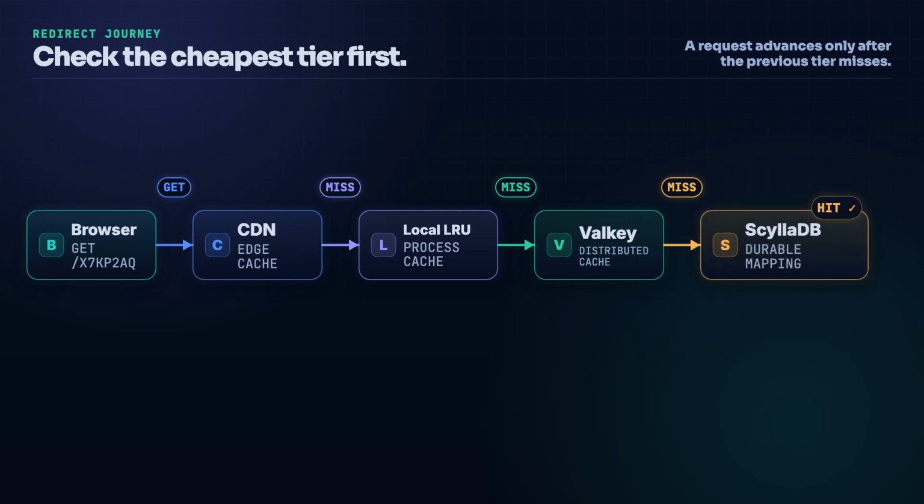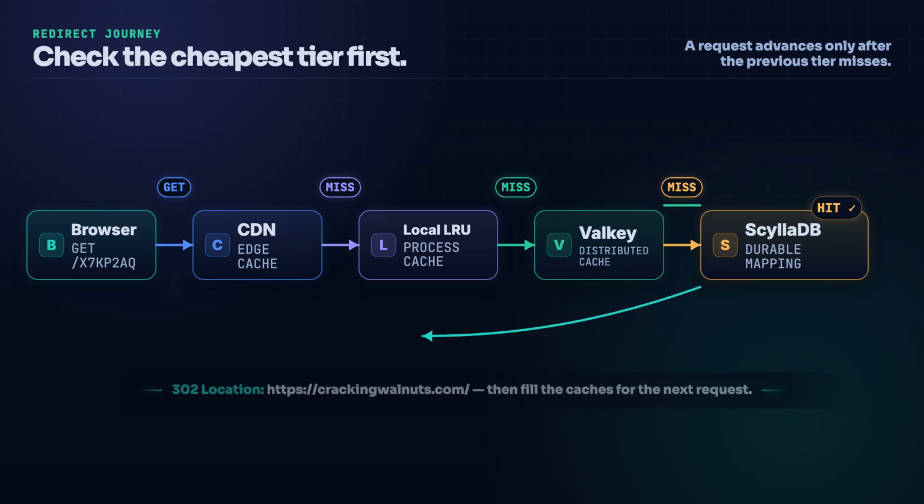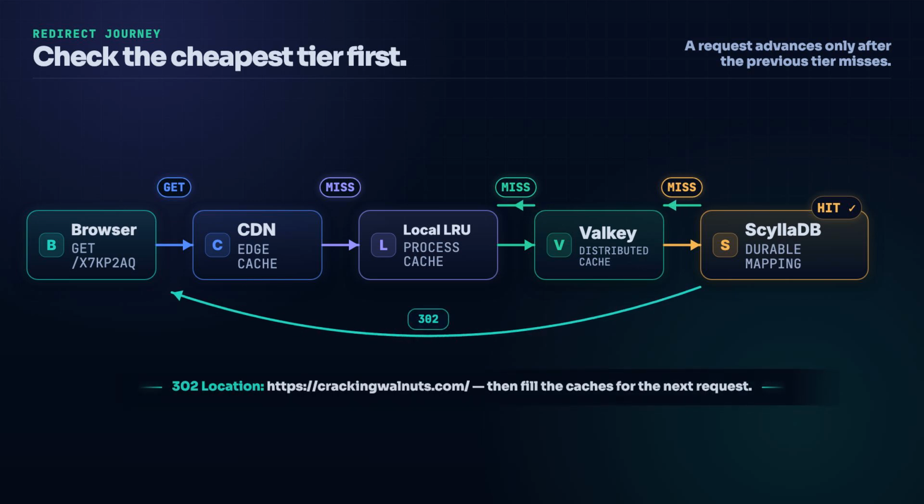We query one row by shortcode, then refill each cache with the product's freshness policy. The service returns HTTP 302 with the original address in the location header. 302 lets later requests observe a changed or disabled mapping once the cache policy refreshes it. A permanent, immutable product could evaluate 301 separately.